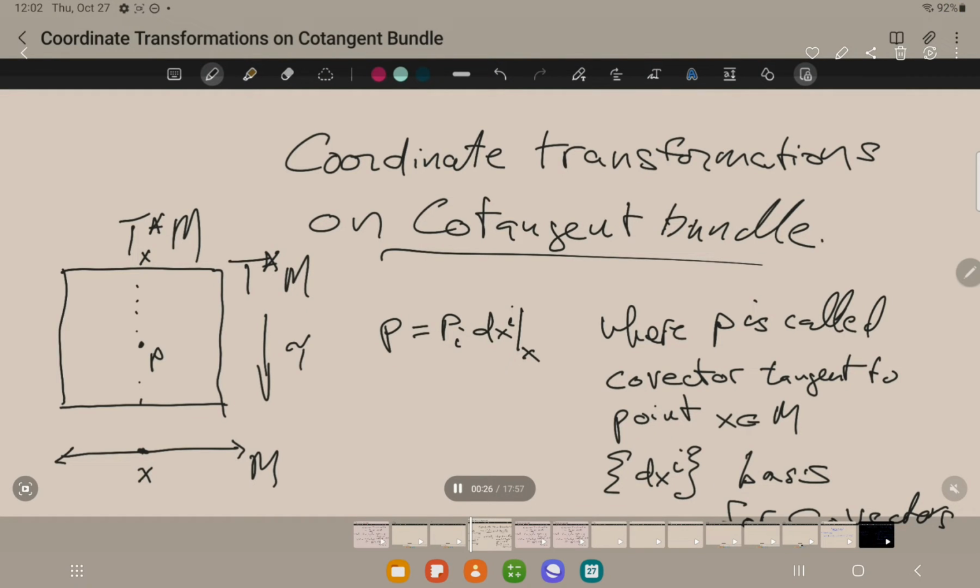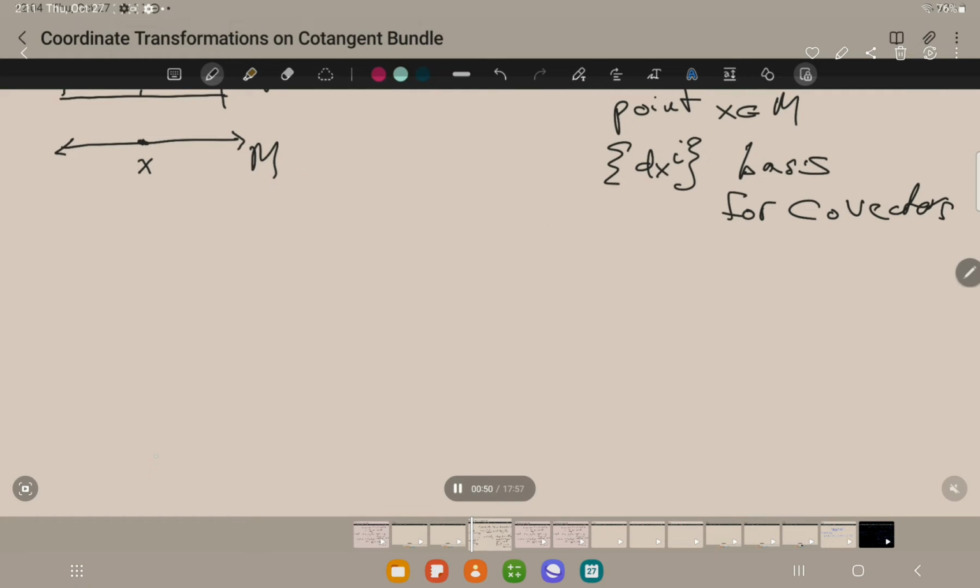Guys, in this video we're going to take a look at an example of a coordinate transformation on the cotangent bundle. The reason we do this is that it pertains to the Hamiltonian formulation of classical physics. Here I'm switching the notation. Instead of having P as a point on M, I'm going to let X be a point on M, and P will be the conjugate momentum on this cotangent bundle.